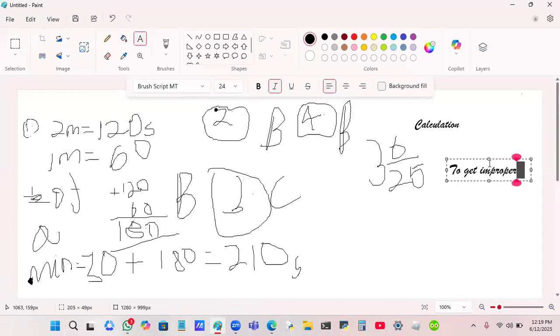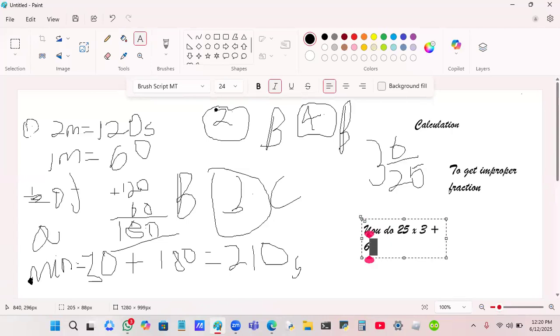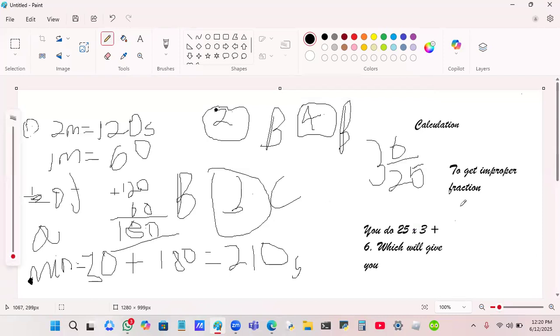To get the improper fraction, you do 25 times 3 plus 6, which will give you 81.